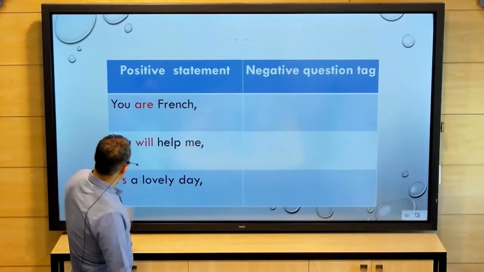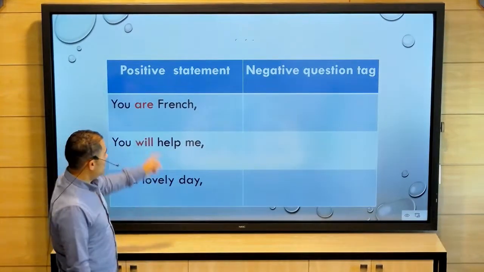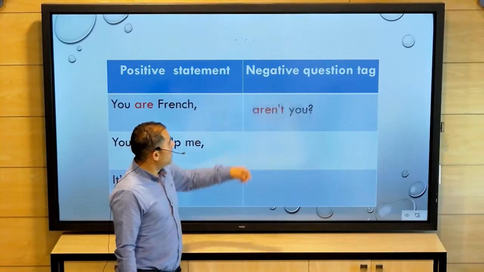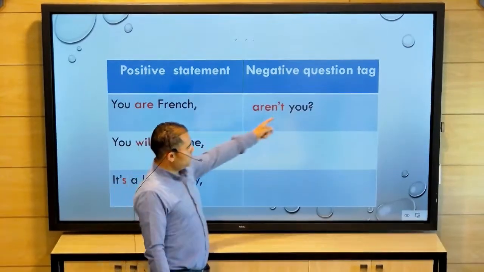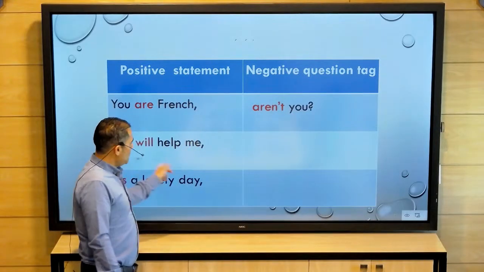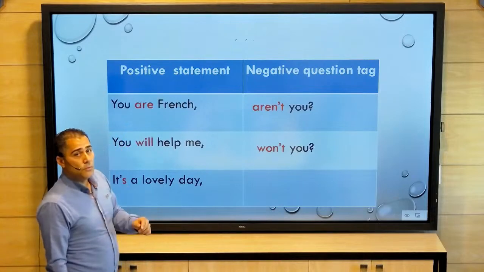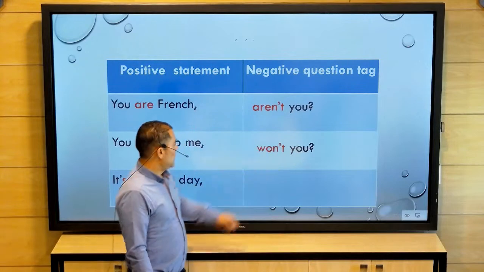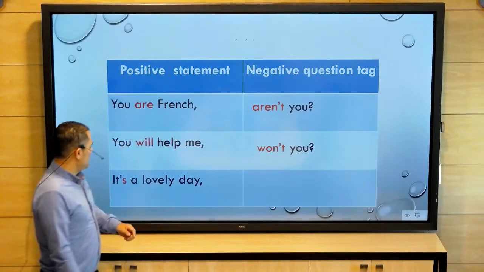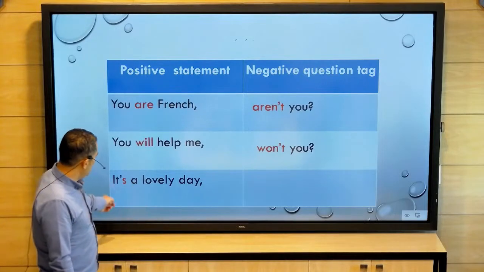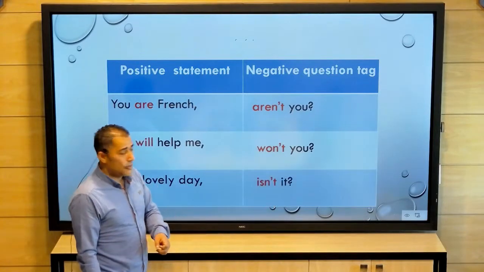Here are some examples. You are French. Here the auxiliary are, in the positive form, will become negative: aren't you? Notice the subject pronoun. You will help me, won't you? Please pay attention to the negative form of will, which is won't. And it's a lovely day. Here we have the abbreviation of it is. It's a lovely day, isn't it?